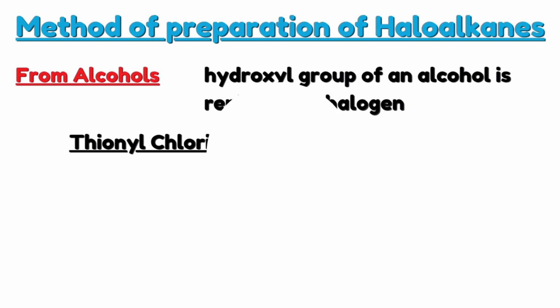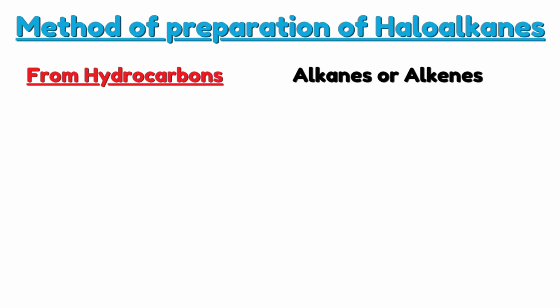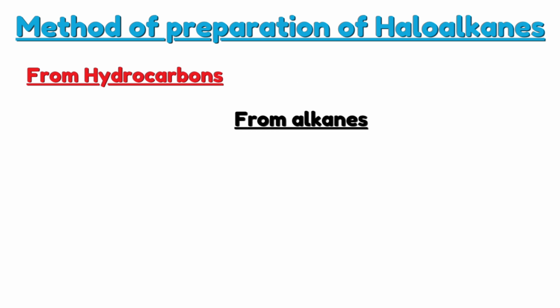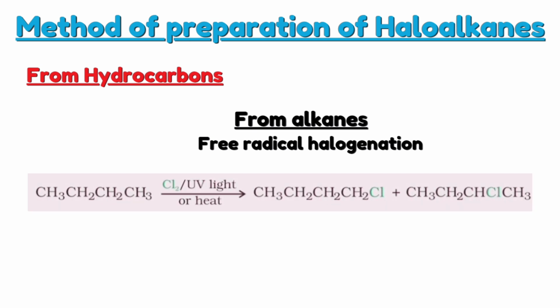Next is from hydrocarbons like alkanes and alkenes. When we take alkane, then haloalkanes are formed by free radical halogenation. Here halogenation means addition of halogen. So when we add chlorine, then the process is called chlorination, and when we add bromine, the process is called bromination. In this reaction, alkanes react with halogens in the presence of UV light or heat. It gives a complex mixture of mono and polyhalogen alkanes, which is difficult to separate as pure compounds. That is, it is difficult to obtain single product.